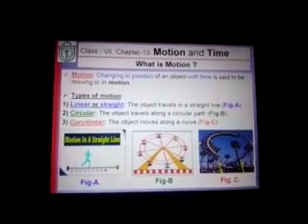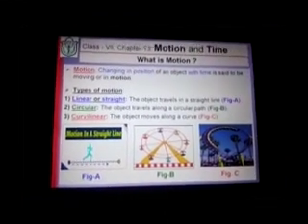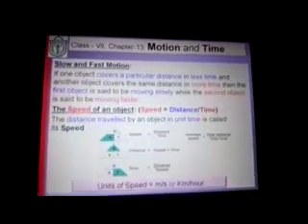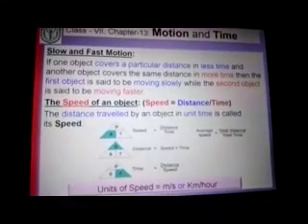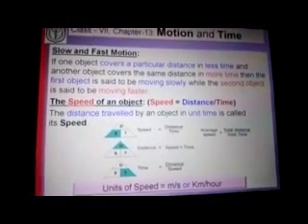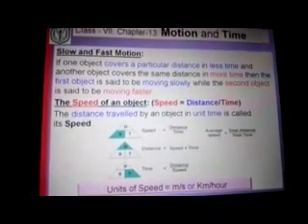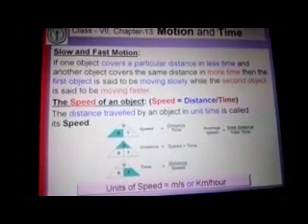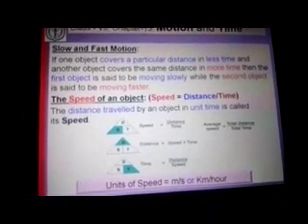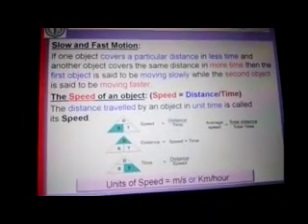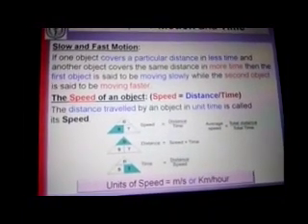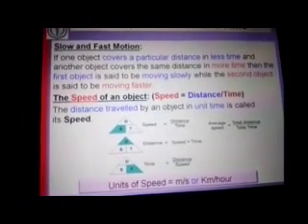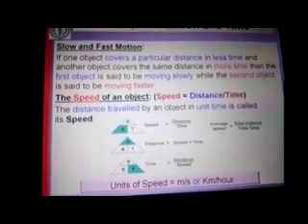Next, does an object travel slowly or fast? How do we decide? If an object covers a particular distance in less time, then we say that it moves fast. Suppose the same object travels the same distance by taking more time, then we say that the object travels slowly. That means the speed of an object depends upon distance and time.